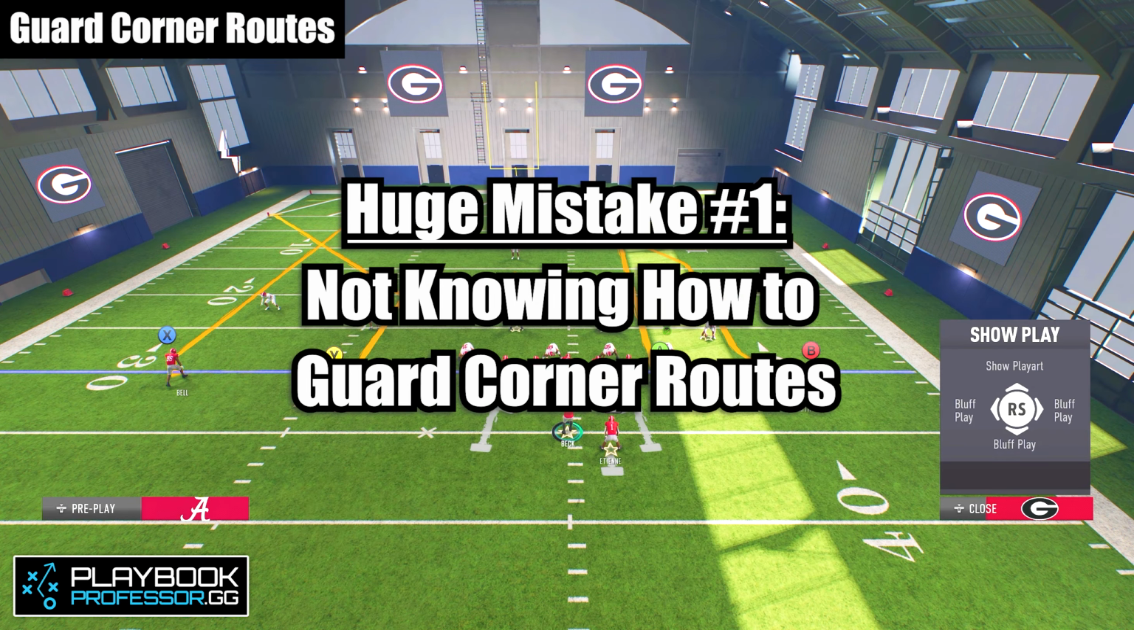So starting us off at number 1, one of the biggest mistakes that college football players make is not knowing how to guard corner routes. The streak and corner route combo is one of the most powerful route combos in the game, and if you don't know how to stop it, you will get obliterated by it.